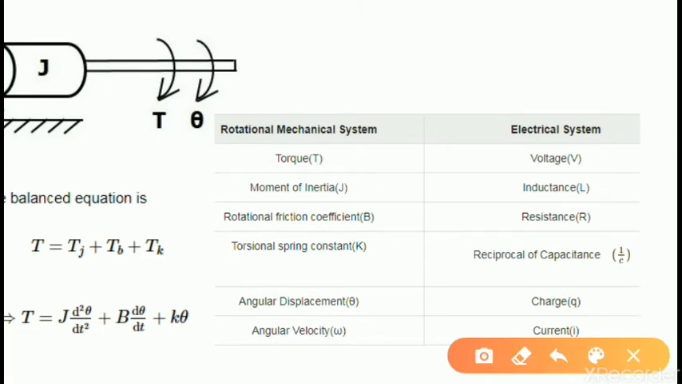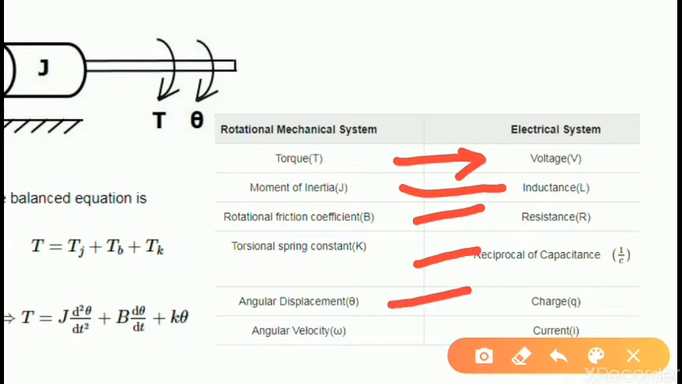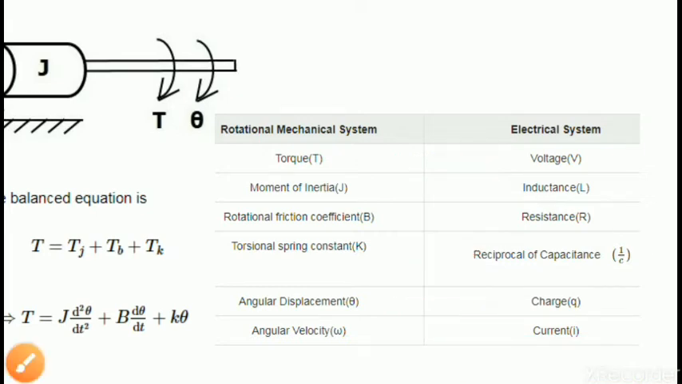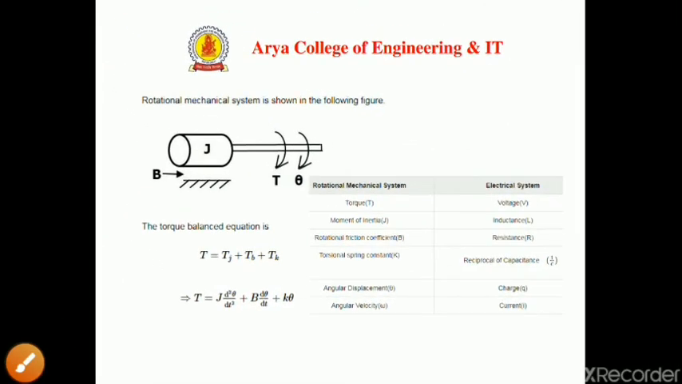Clear? And we still have the electrical system analogy with the rotational mechanical system. Torque can be replaced by voltage, moment of inertia J is replaced by inductance, the rotational friction coefficient b is replaced by resistance, the torsional spring constant k is replaced by the reciprocal of capacitance, angular displacement is replaced by charge, and angular velocity is replaced by current. So this is all about the mechanical system.